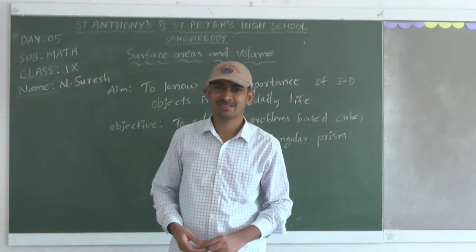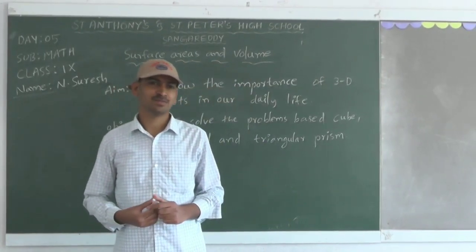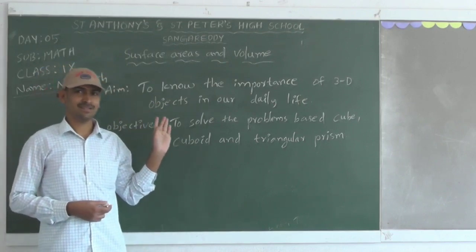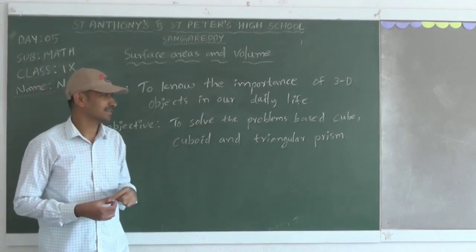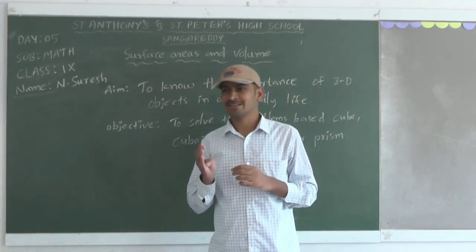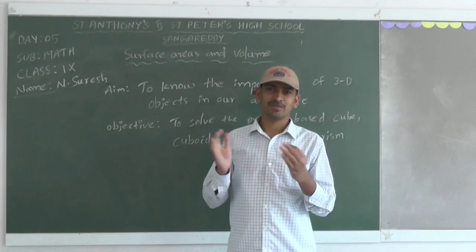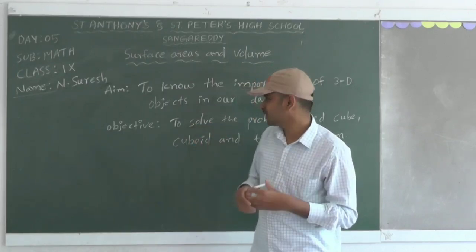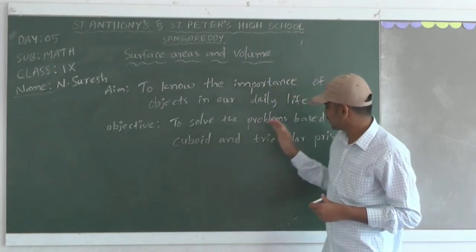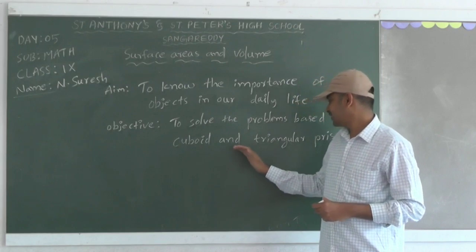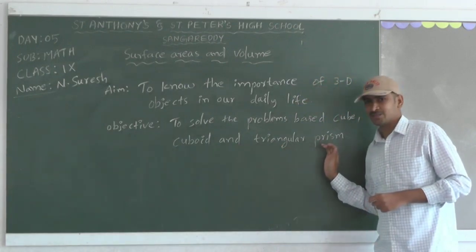Good morning students. In last class we discussed CSA and TSA and volume of the cylinder hole, and we discussed the difference between LSA, TSA and the difference between volumes of the hole and the cylinder. Today our objective is to solve problems based on cube, cuboid and triangular prism.